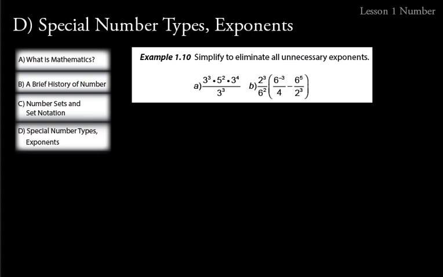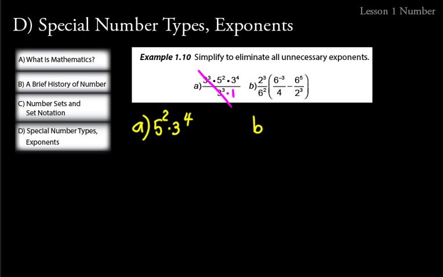Example 10, it doesn't say solve, it just says simplify to eliminate all unnecessary exponents. So in A, do you see the 3 cubed over 3 cubed? We can write that as 3 cubed times 1, right? So factors are things that we can cancel. We can always write anything as having a 1 as a factor of it, right? So that cancels. Now we have 5 squared times 3 to the 4th over 1. So A is just equal to 5 squared times 3 to the 4th. That's how we'll leave the answer for that one.